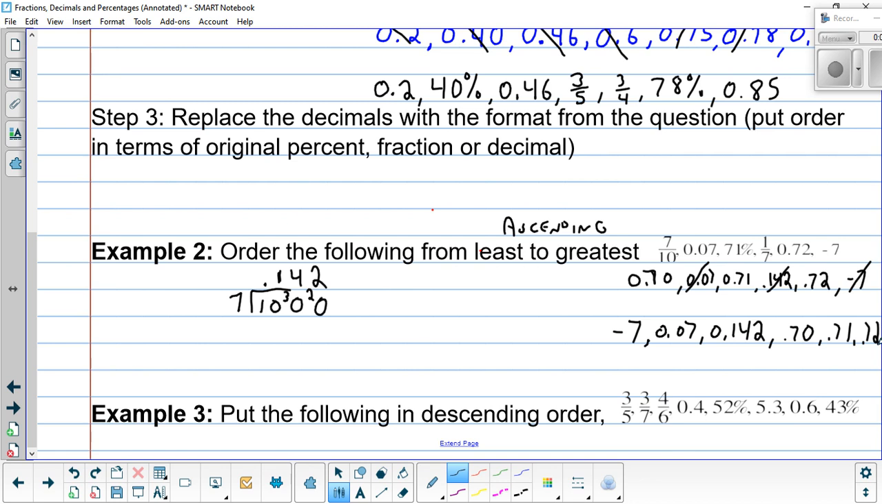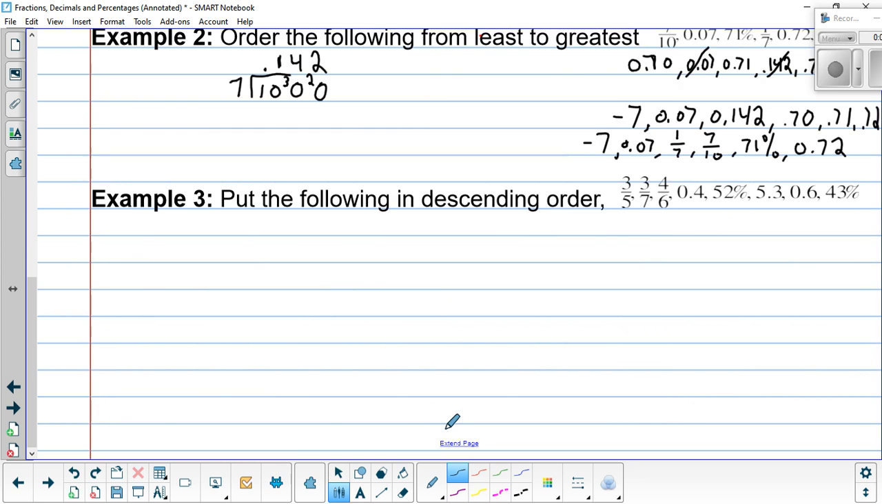So now we can look back at our original values. -7, then we have 0.07, which was 0.07. So that one didn't matter, it didn't change. This was the 1/7. This was 7/10. 71 was 71%. And lastly, 0.72.